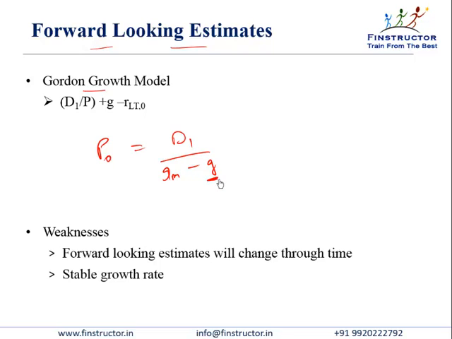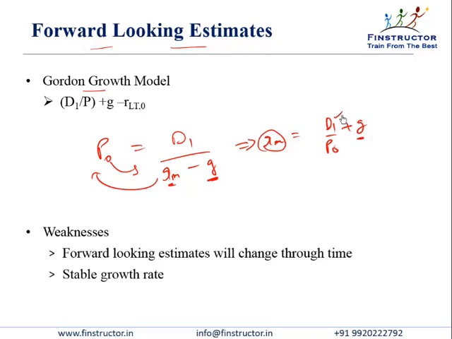So we do need to estimate G, and if it is a developed market which is expected to grow at a consistent growth rate for an extended period in time, then we can compute the value of RM, or the required return, as D1 by P naught plus G. So we just take this side, we bring this down, and RM will be D1 by P naught plus G. So the implied return on the market comes out to be D1 upon P naught plus G.